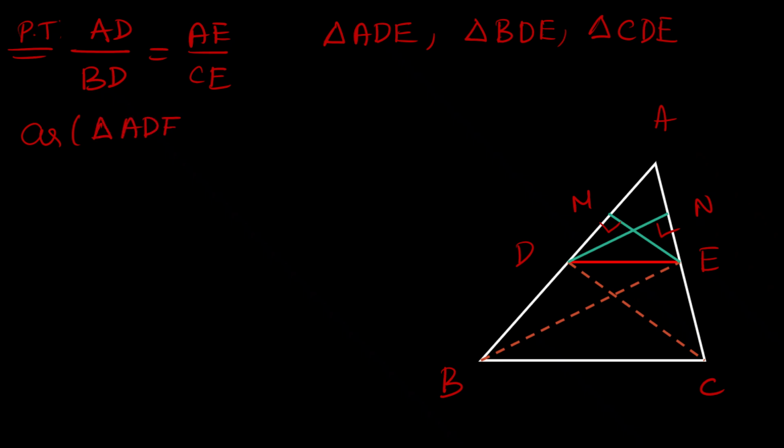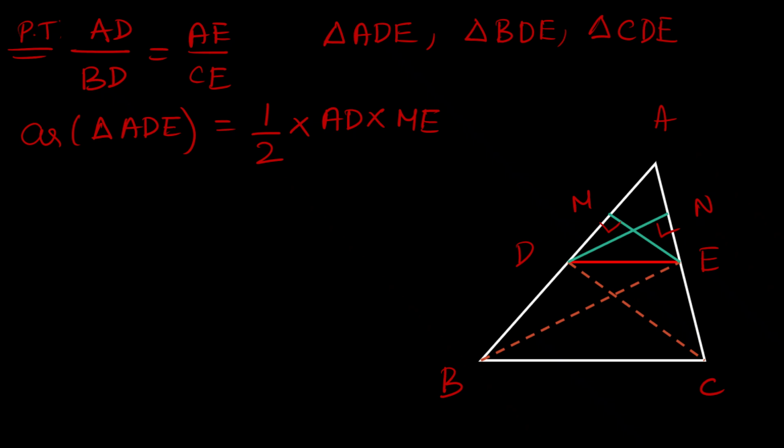Now the area of triangle ADE. From the figure, consider this triangle ADE. Area of triangle ADE is half into base. If we consider AD as the base, ME will be the height. So area of the triangle will be half into base AD into height ME. So let it be.